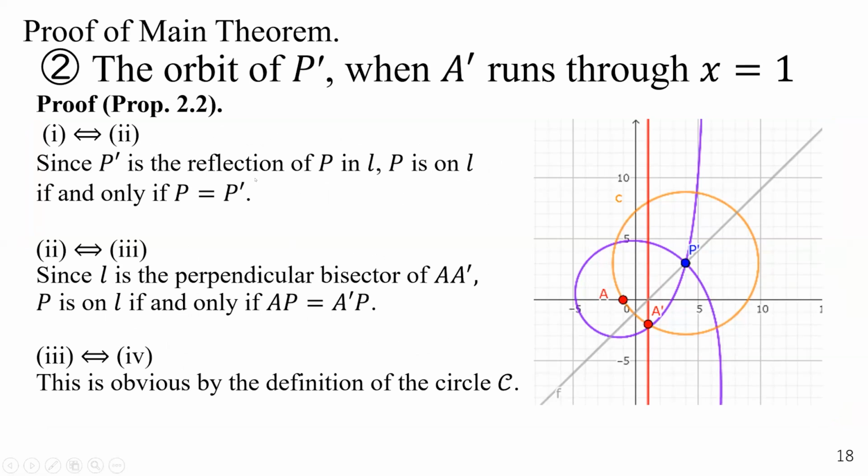Since P prime is a reflection of P in L, P is on L if and only if P equals P prime. Since L is the perpendicular bisector of A A prime, P is on L if and only if AP equals A prime P. Finally, the equivalence between 3 and 4 is obvious by the definition of the circle C.